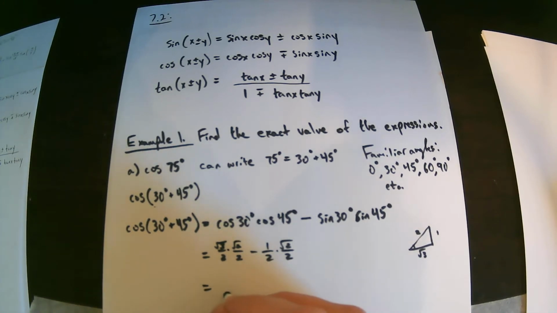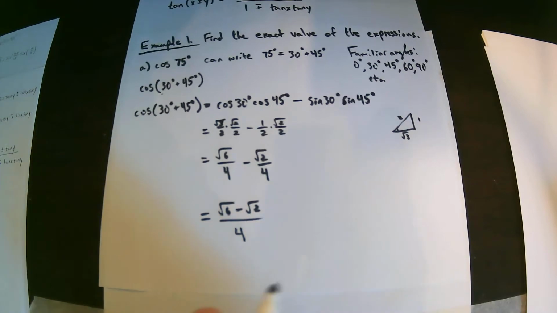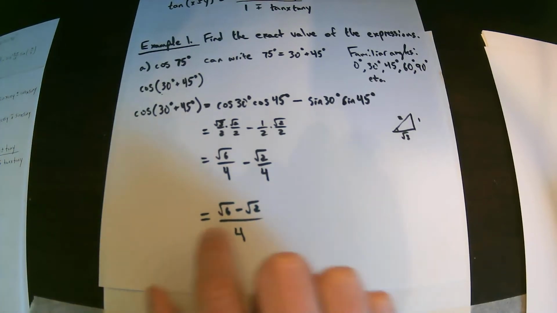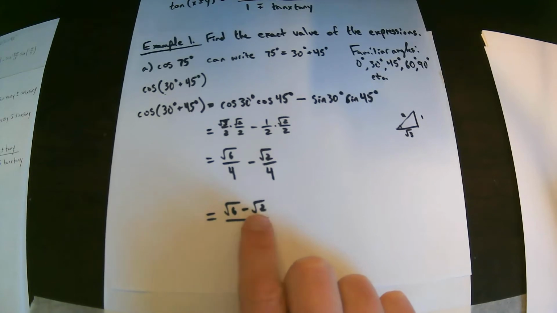So we're getting square root of 3 times square root of 2 is square root of 6 over 4, minus root 2 over 4. And that's giving us, we can write that as square root of 6 minus square root of 2 all over 4. Square root of 6 minus square root of 2 all over 4. And I can't actually subtract these because they're not like terms. They're not the same radical term.